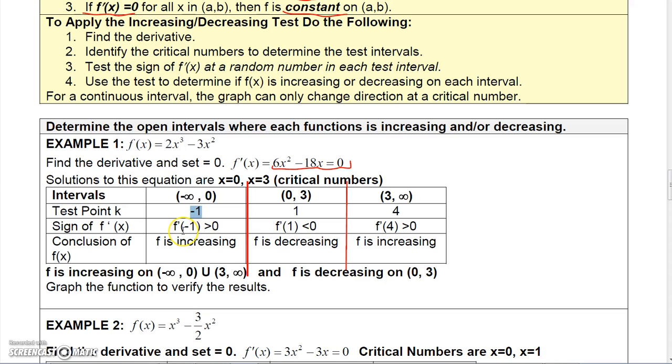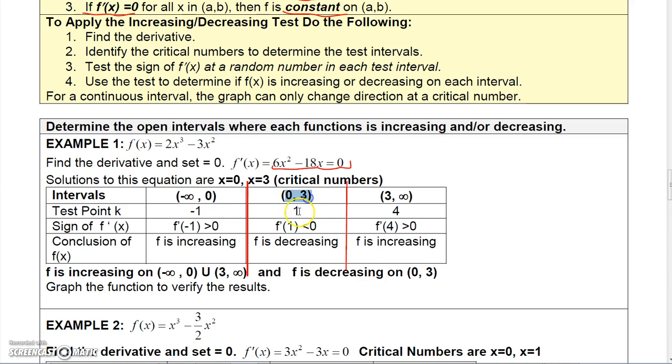So evaluate the derivative at -1. Go back up here and plug in -1 and see what the sign of the derivative is. If you plug -1 in, you're going to get 6 plus 18, which is positive. So the derivative is positive, therefore we know the function is increasing over this interval.